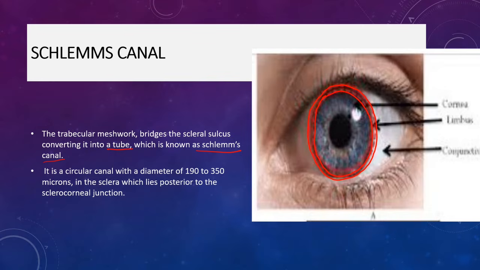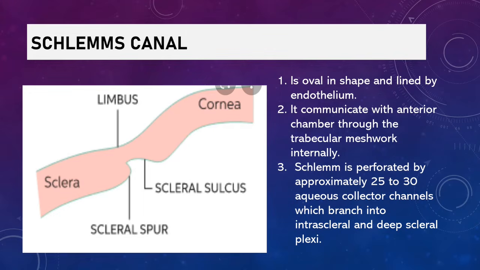The diameter of this canal is about 190 to 350 microns in the sclera, and it lies just posterior to the sclerocorneal junction. Now Schlemm's canal is oval in shape, and the important thing about this canal is that it is lined by endothelium. So this is the trabecular meshwork which is converting it into the canal, and this canal is lined by endothelium, and it can communicate with the anterior chamber through the trabecular meshwork, as I told you, internally.